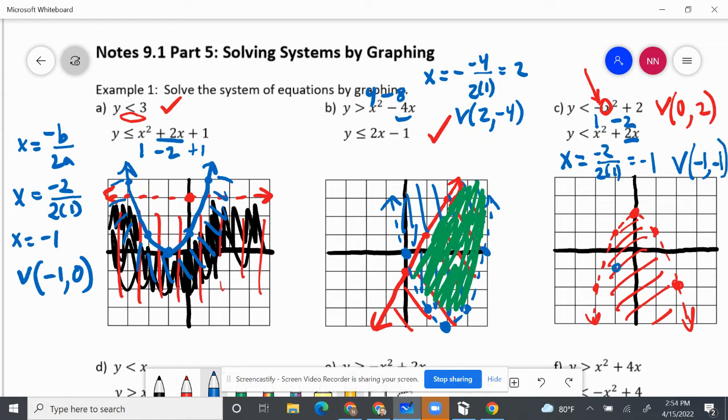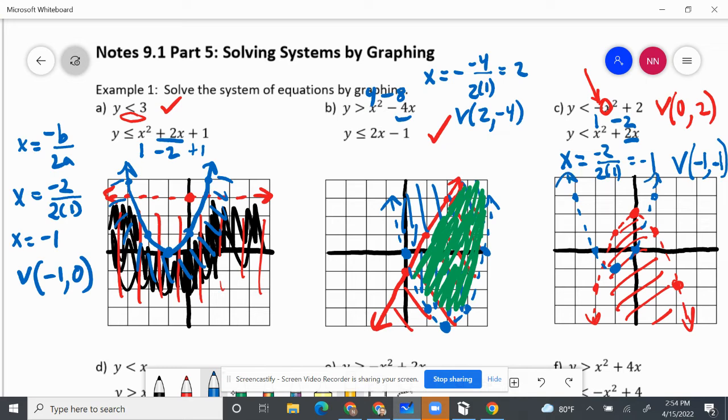So -1, -1 is my vertex. I follow the pattern of going to the right and left 1 and up 1, and to the right 2 and up 4, and to the left 2 and up 4. It's dashed because there's no line underneath the inequality, meaning that it's less than, it's not less than or equal to.